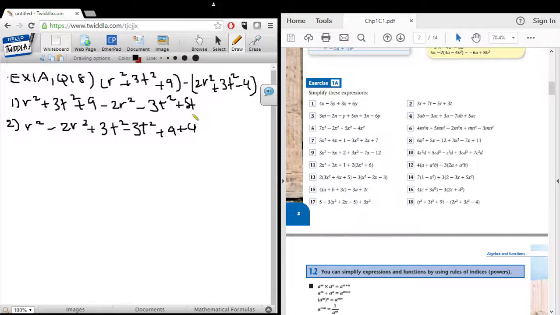A good way, or an efficient way to make sure you haven't forgot any terms, is to cancel out the terms as you do them, as you drop them down below. This will help you to notice anything that you might have missed out. So let's get to it.